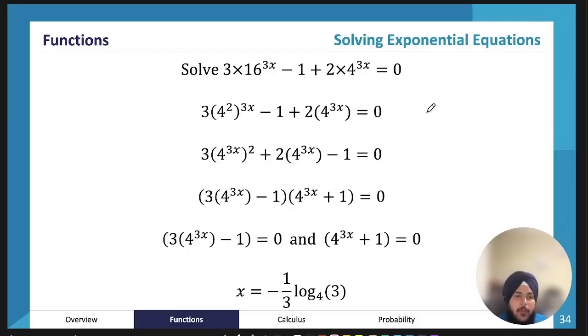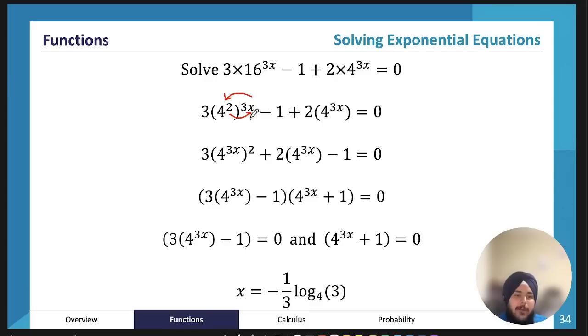Here is just a question that you're likely to get in an exam scenario. So solve 13 times 16 to the power of 3x minus 1 plus 2 times 4 to the power of 3x is equal to 0. So essentially what we are doing in this case is, first step is to write everything to the power of 4. So 4 squared to the 3x minus 1 plus 2 times 4 to the power of 3x. And then we just swap the powers. So 4 to the power of 3x comes inside, and then 2 goes outside.